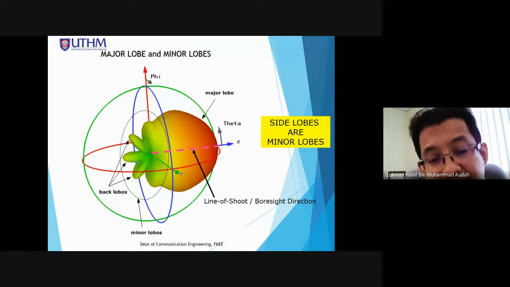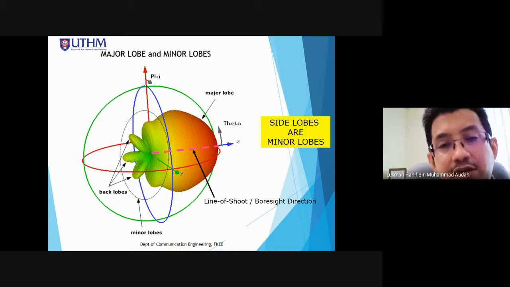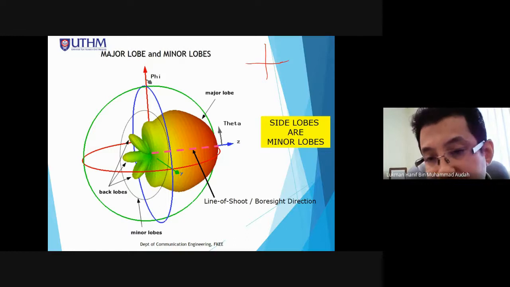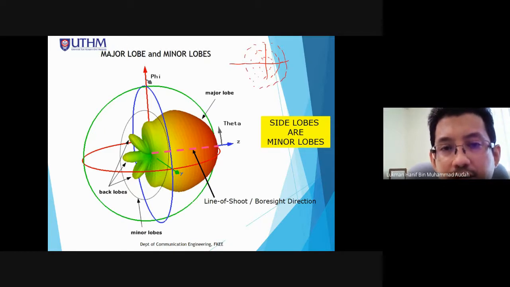Ini gambar rajah 3D antenna radiation. Yang mana kita dapat melihat gambar bentuk secara 3D. Sebenarnya ada juga gambar rajah 2D, dua dimensi. Yang mana kalau kamu search dalam internet ataupun baca dalam literature books, dia gambar rajah seperti ini, something like this. Ada gambar rajah bulat-bulat ni dia punya diagram. So this is the power density versus distance or angle.